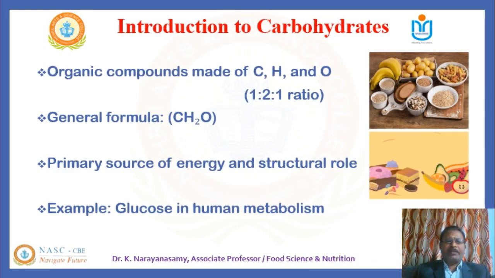Carbohydrates. What are these carbohydrates? They are organic compounds made up of carbon atom, hydrogen atom and oxygen atom in the ratio of 1:2:1. The general formula is CH2O, that is one carbon, one oxygen, and double the amount of hydrogen, that is 2 hydrogen. The primary source of energy and the structural role are the major functions of the carbohydrates in our system. For example, we can take glucose. Glucose is a very important energy source in human metabolism.